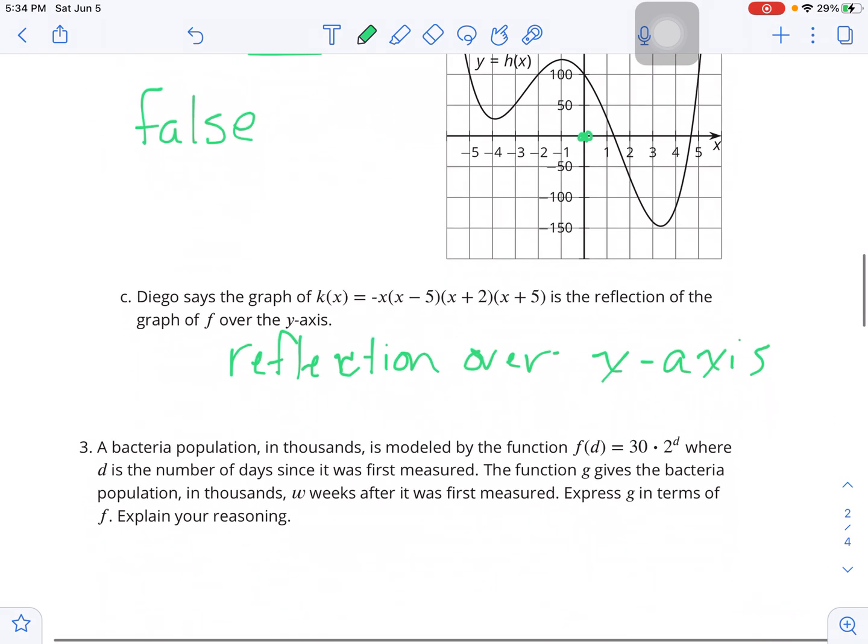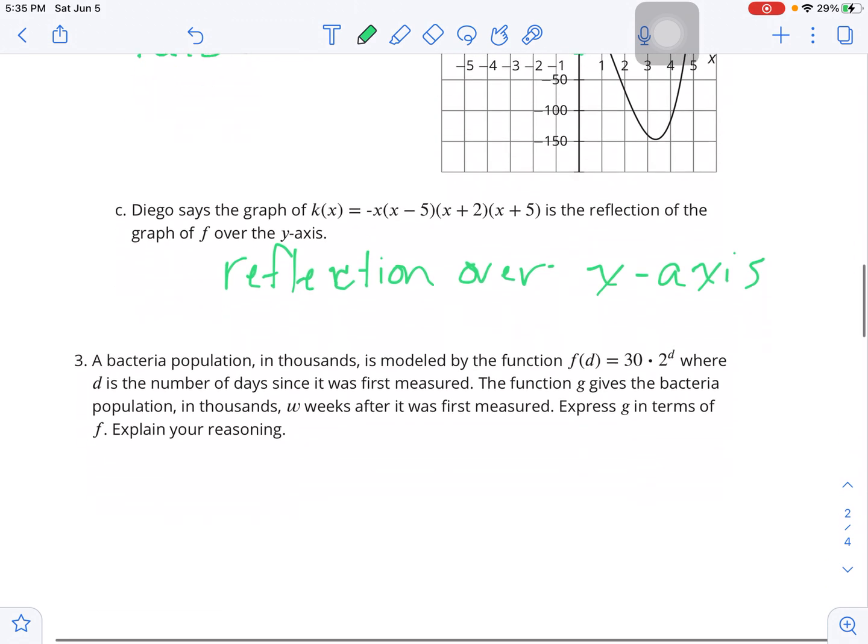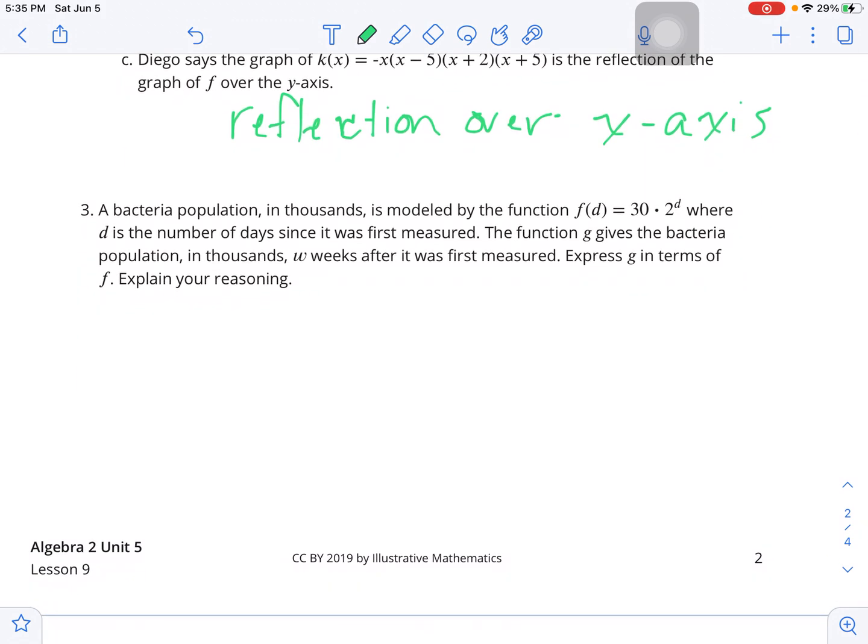So number 3, a bacteria population in thousands is modeled by this function, f of d is equal to 30 times 2 to the d.